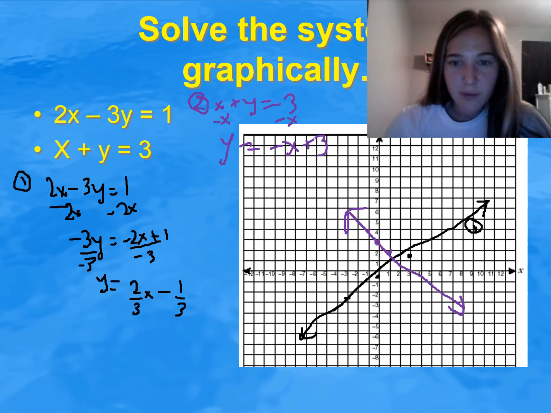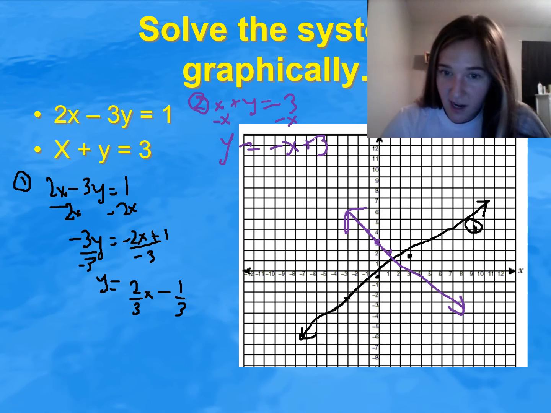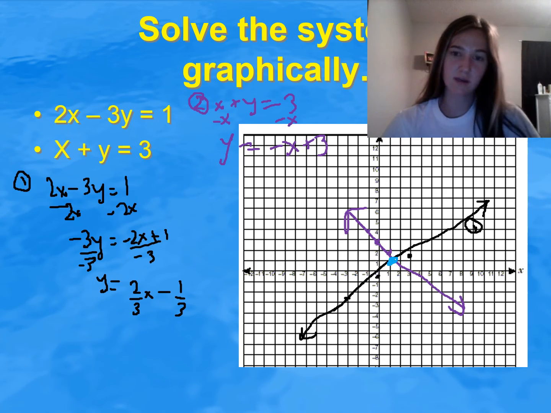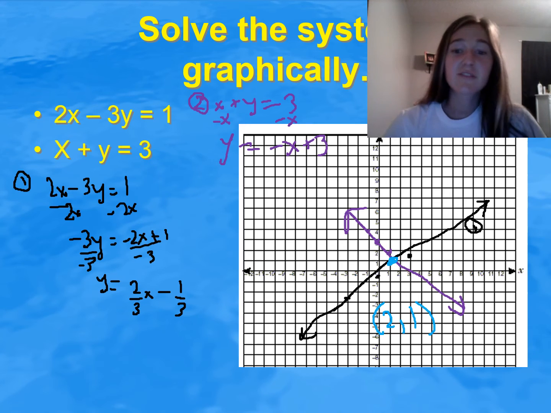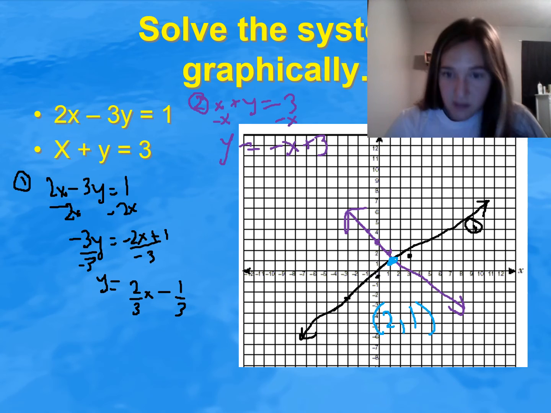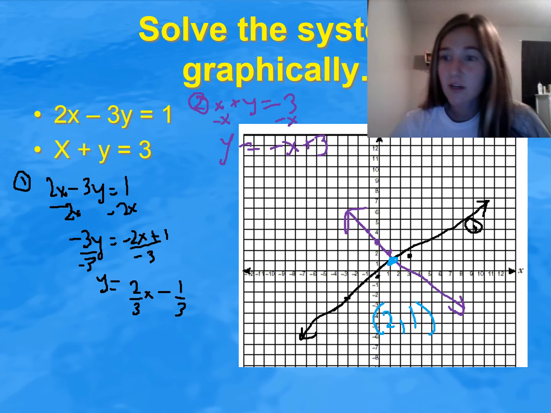Here. And you'll probably want to be more precise than I was, because this intersection point is the solution, which it looks like (2, 1). We're definitely going to have to check that though, because it doesn't look accurate.